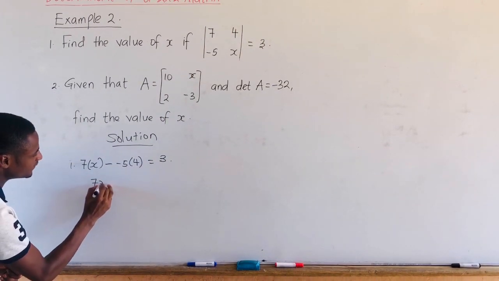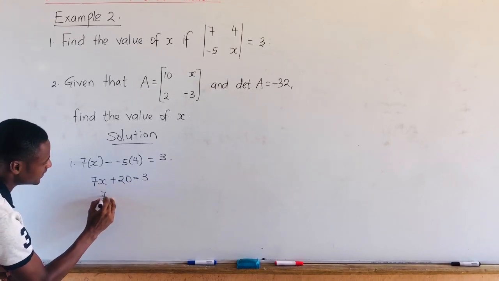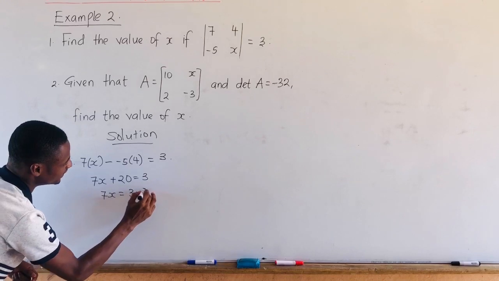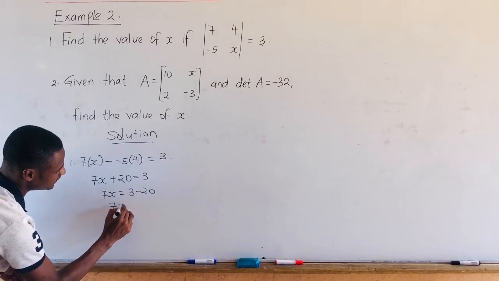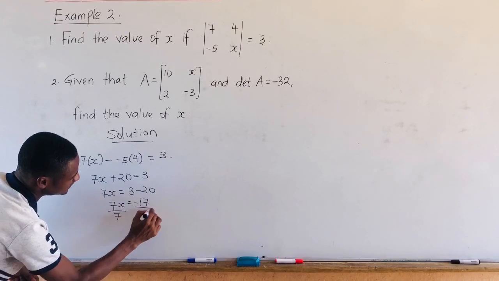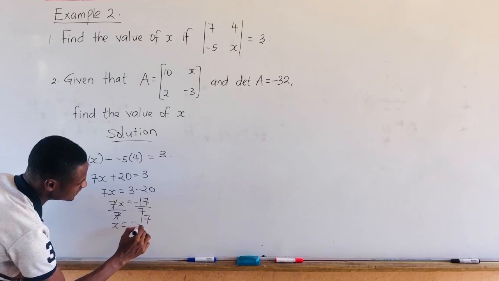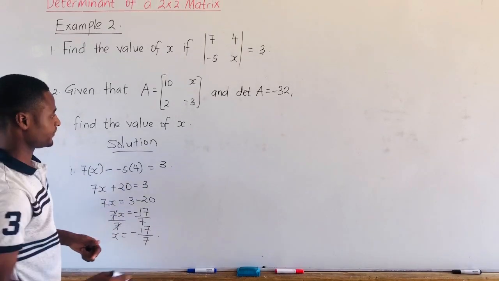This will give us 7x plus 20 is equal to 3. So 7x is equal to 3 minus 20. Then we can divide both sides by 7. And then our x is equal to negative 17 over 7.